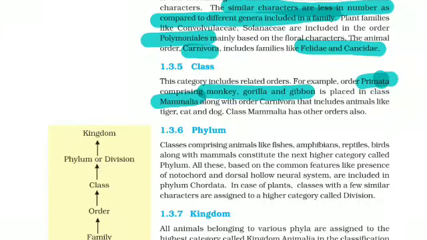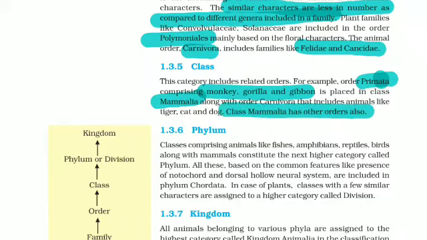This category consists of all the related orders; the orders that have relationships between them are included here. That is the class Mammalia. Mammalia also has the order Carnivora, which includes animals like tiger, cat, and dog. The order Carnivora has tiger, cat, dogs, all the Felidae and Canidae, which can also be included under the class Mammalia. So Mammalia has the orders Primata and Carnivora. I hope you understood. So class Mammalia has all other orders also.